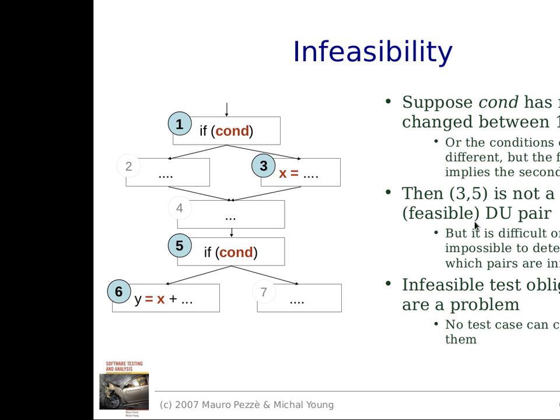Just to make sure the feasibility is a little clearer. Suppose a condition has not changed between 1 and 5. Well, that's great. That makes it easy. Then 3, 5 is definitely a definition-use pair, or 3, 6 here. But it's difficult or impossible to determine which pairs are actually feasible. Do you actually know that you can get here from that condition and then maybe jump to true over here? I mean, this condition was false. Did something here change the condition so you can move over here? Now you have to do a condition analysis, which, again, is a halting problem embedded in your program. Infeasible test obligations are a problem because no test case can actually cover them.